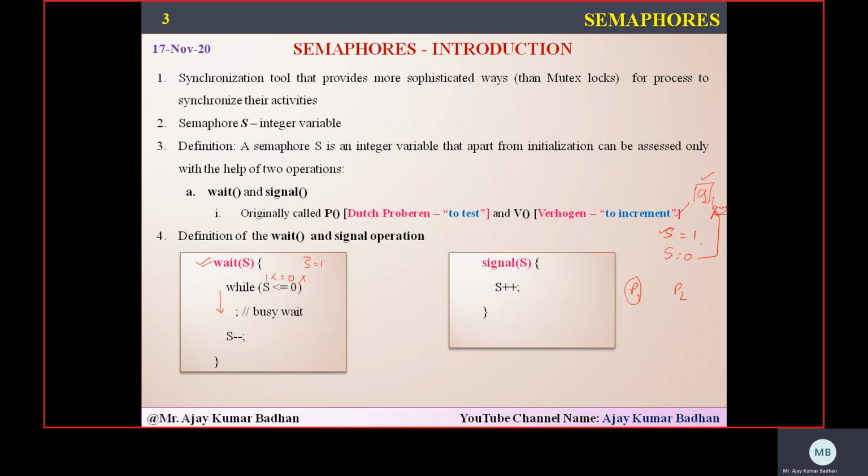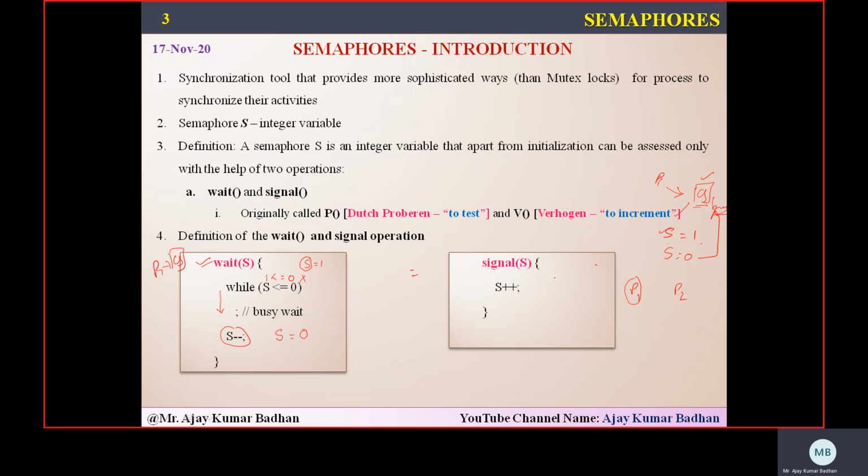Why? Because the semaphore is available. Semaphore is available means that the critical section is free. So we'll execute this step, S minus minus. So what is the value of S we are going to have here? 0, and P1 is allocated the critical section. So in this case, P1 is holding this particular critical section.